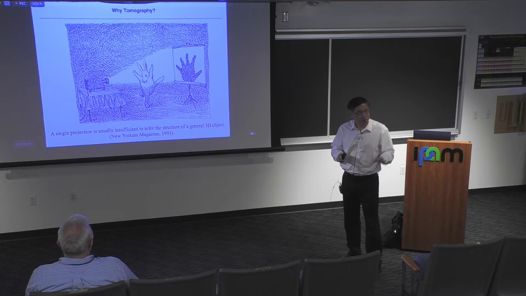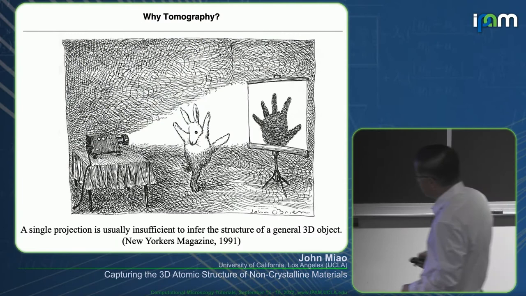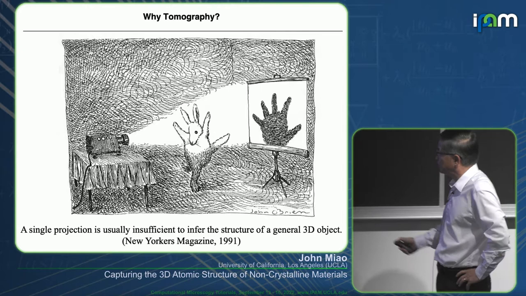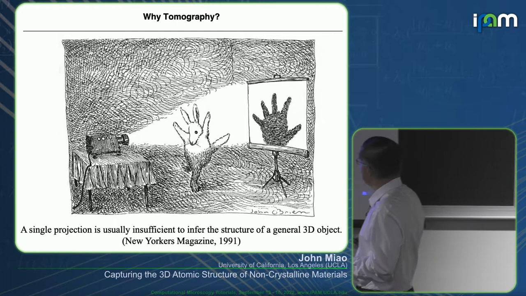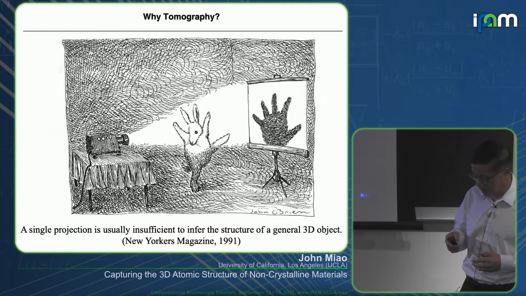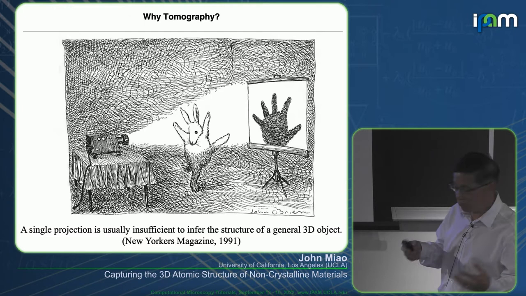Because this is a tutorial, I will first give a little background on tomography. So why tomography? In 1991, there was a cartoon in The New Yorker magazine showing a rabbit, but projected under a hand shape. Because nature is four-dimensional: X, Y, Z, and T. If you just capture a 2D image, sometimes you get disguised information, right? And this is a very large object, but when we talk about atoms, 3D and 4D are very, very important. So I will first give a brief introduction to tomography.